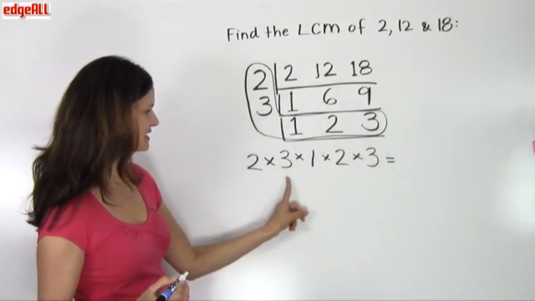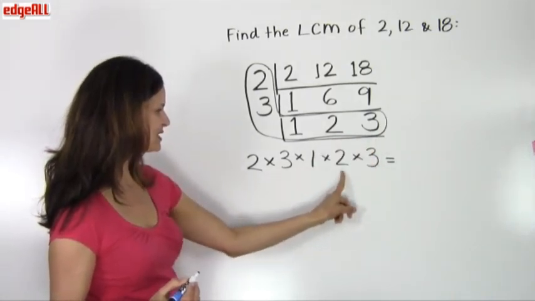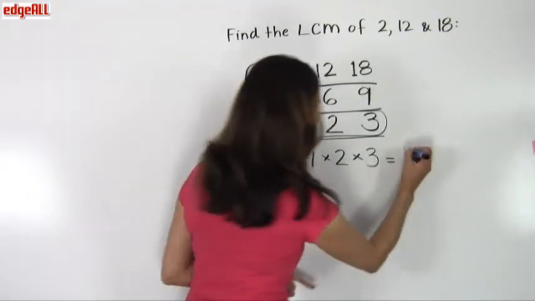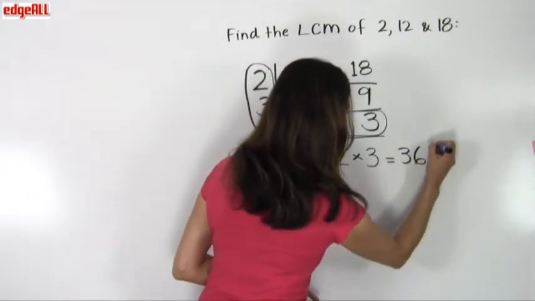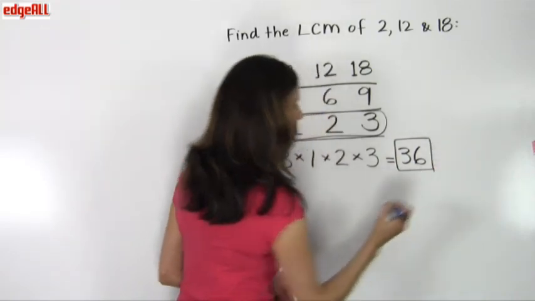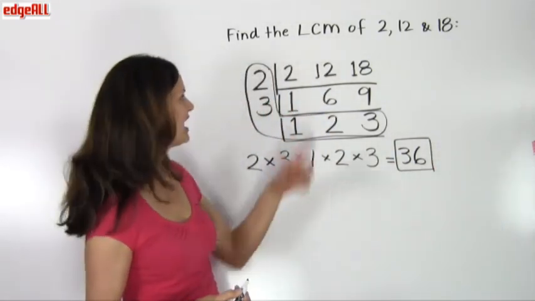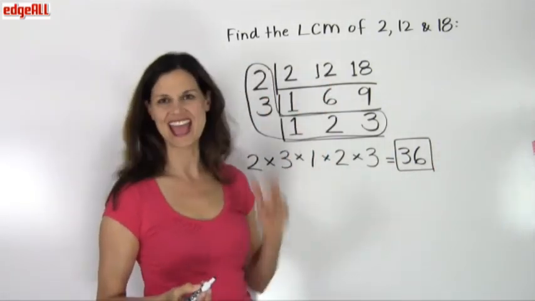2 times 3 equals 6, times 1 equals 6, times 2 equals 12, times 3 equals 36. And I found my least common multiple of 2, 12, and 18.